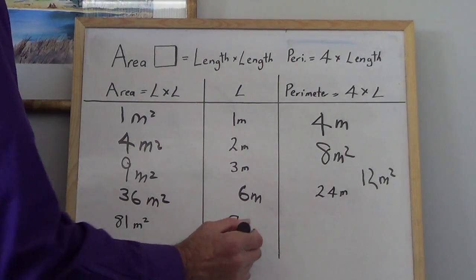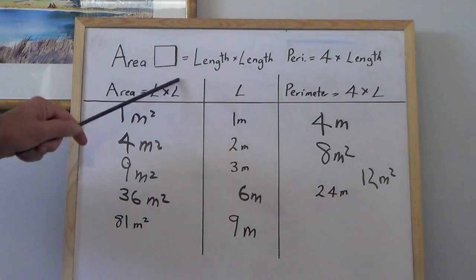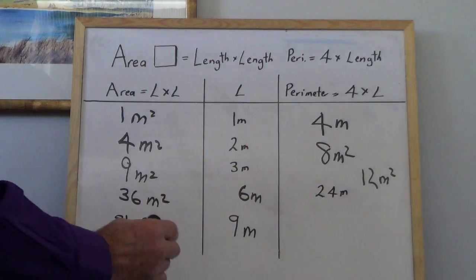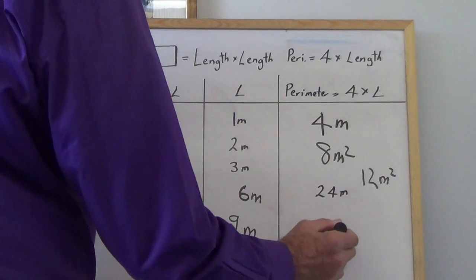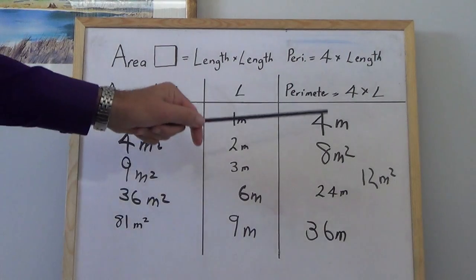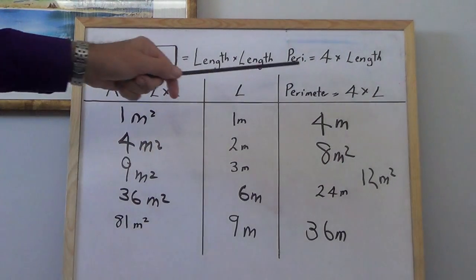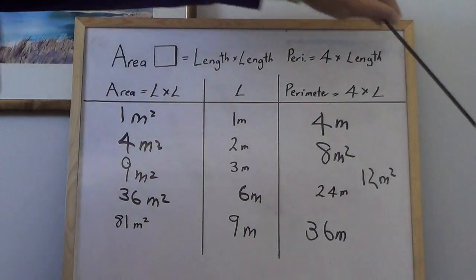Now, if we have a square with an area of 81 square metres, that must come from a 9 metre length square. 9 times 9 is 81. And the perimeter will be 4 times 9, which is 36 metres. Right? So area's got to be a metre squared. Perimeter. See, that's perimeter there. Peri for short.